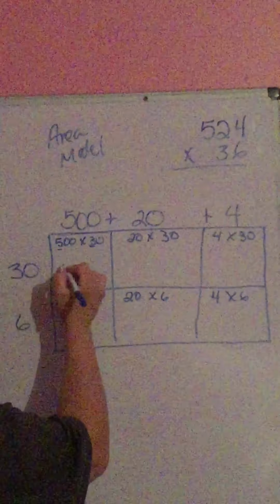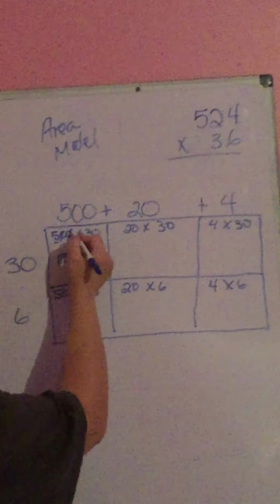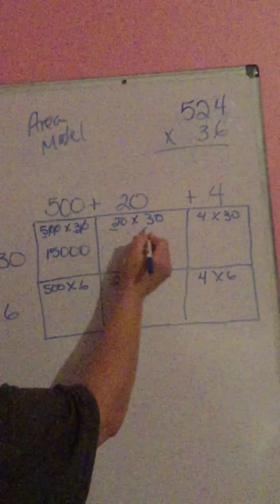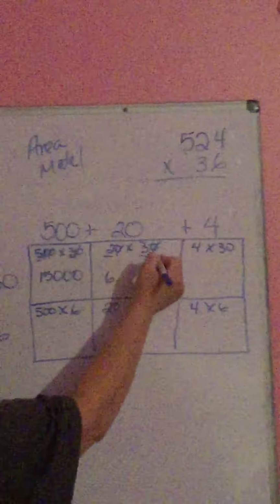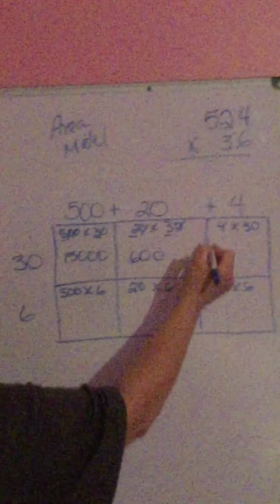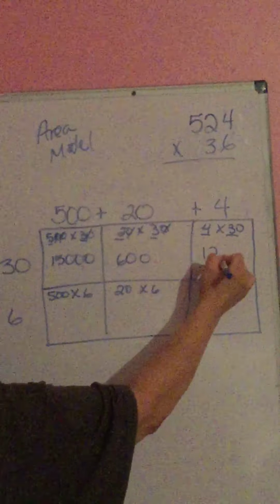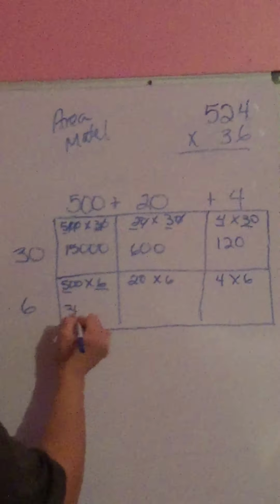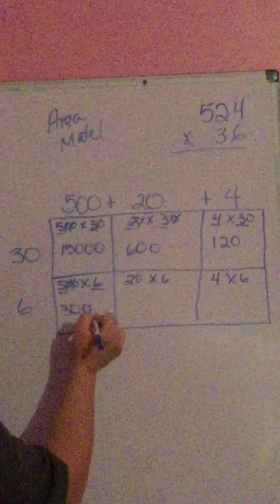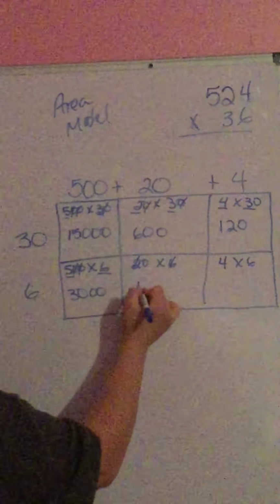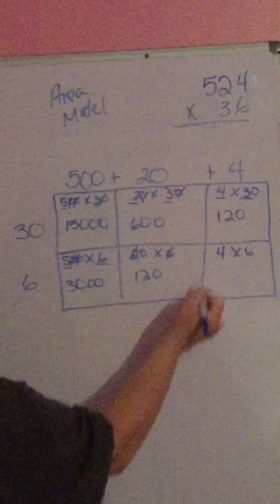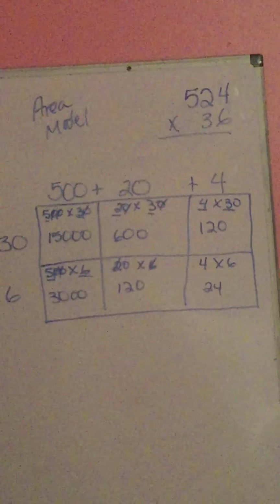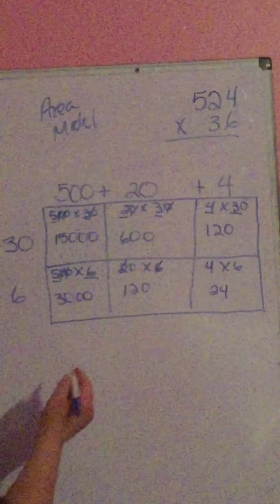So 5 times 3 is 15, and there's 1, 2, 3 zeros. 2 times 3 is 6, and there's 1, 2 zeros. 4 times 3 is 12 with 1 zero. 5 times 6 is 30 with 2 zeros. 2 times 6 is 12 with 1 zero. And 4 times 6 is 24. Okay, so now we're going to take that and add all these numbers together.